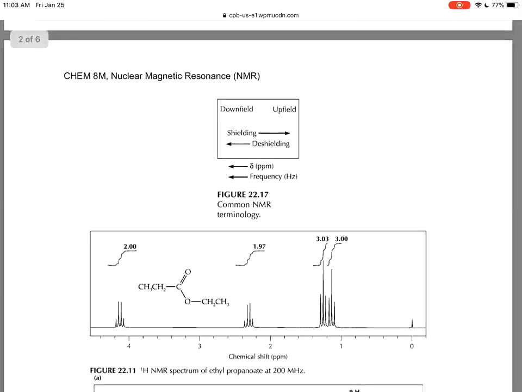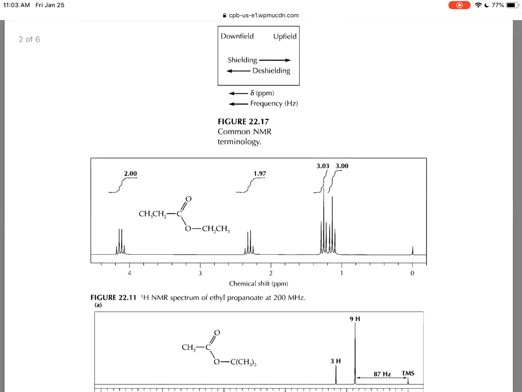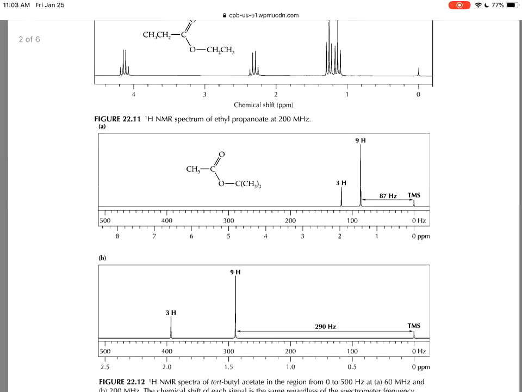There's a couple little reminders here of what downfield and upfield are with regards to shielding and deshielding. Here you see some examples that I'm actually going to go over a little bit later in this video.